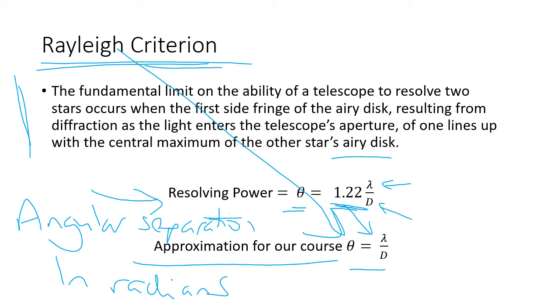Angular separation in radians, given by lambda over d. So this is the minimum angular separation. Now this is peculiar in and of itself because we're calling this resolving power, and usually power is better if the number's bigger. Collecting power is better if the number is bigger. Resolving power is better if the number is smaller.